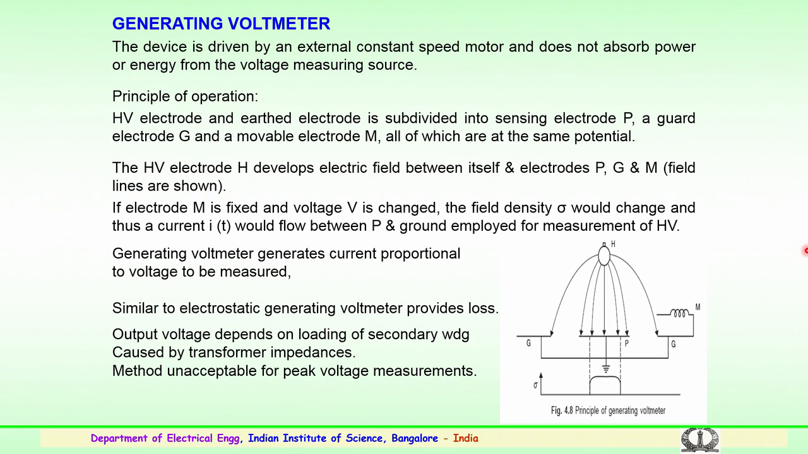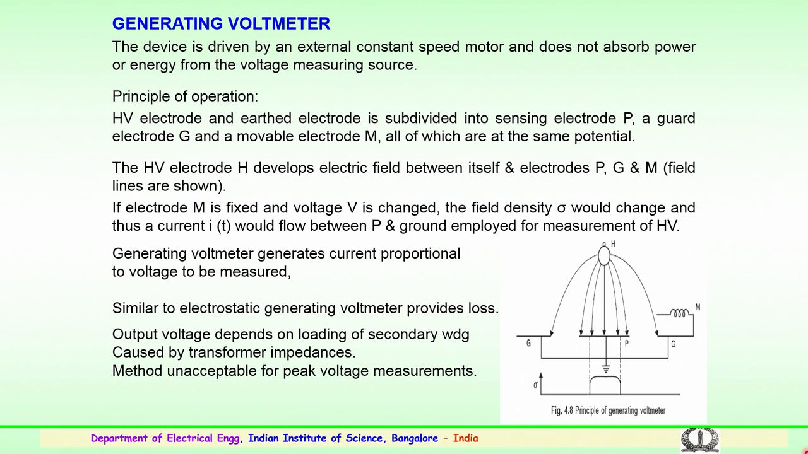So, the principle of operation: here the high voltage electrode and the earthed electrode, which is subdivided into the sensing electrode, shown here and known as P, and a guard electrode at both ends, and a movable electrode M. Here you can see the movable electrode M. P is the sensing electrode, with the guard electrode and the movable electrode as shown, all of which are at the same potential. When the high voltage electrode develops an electric field between itself and P, G, that is the guard electrode, and the movable electrode, these are the field lines as shown here.